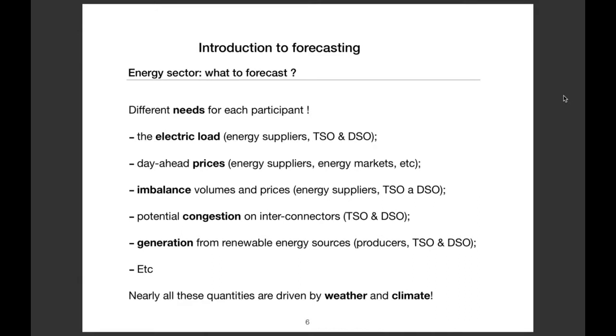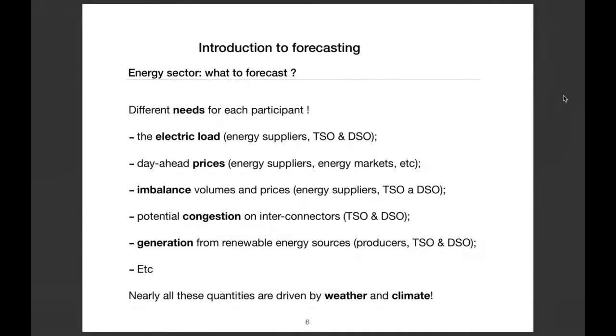There are also the imbalance volume and prices forecast. It could be interesting for the energy supplier, TSO, DSO, but also the potential congestion on interconnector, because the TSO and DSO have to balance the grid. And if they know in advance the potential congestion, it's easier for them to balance the grid.